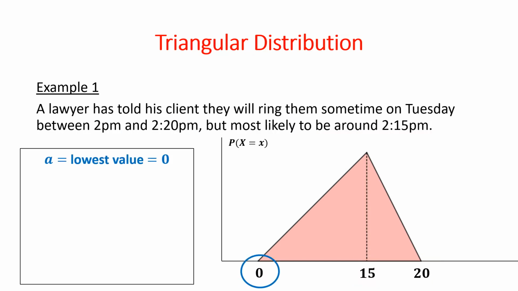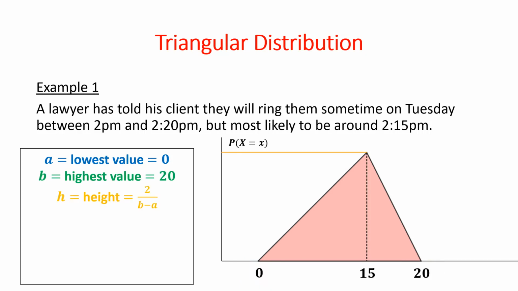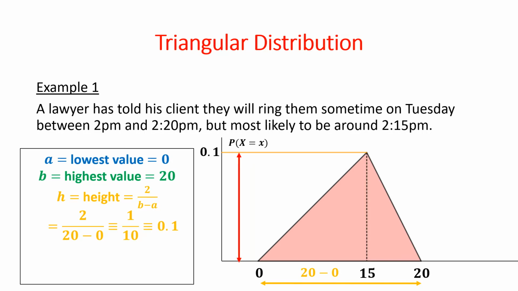All right, A is our lowest value, which is 0. B is our 20, our highest. The height of the triangle, let's work that out with this little formula. We're going to go 2 divided by B minus A, so 20 minus 0, which simplifies to 1/10, which is 0.1. So the height of the triangle is 0.1.